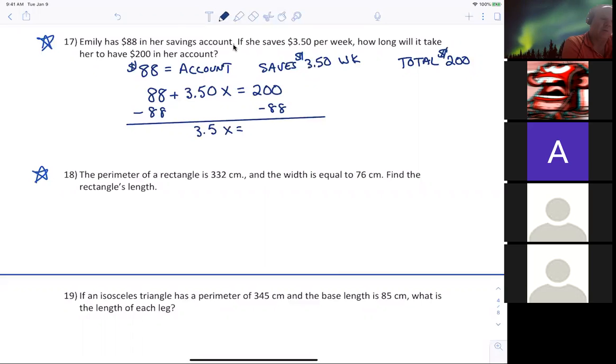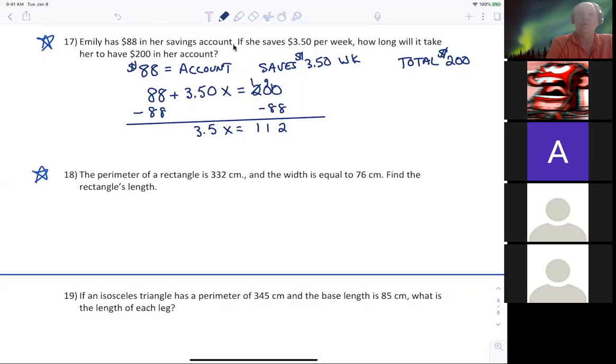3.5x equals 200 minus 88, which is 112. Anybody have any questions with that? Anybody? Now, all right, now I'm going to try to make you better math students. Does everybody agree I hate dividing by decimals? Everybody agree with this? I know you have a calculator. All right, is everybody hearing me? I don't like decimals. Does everybody hear me? Yes, sir.